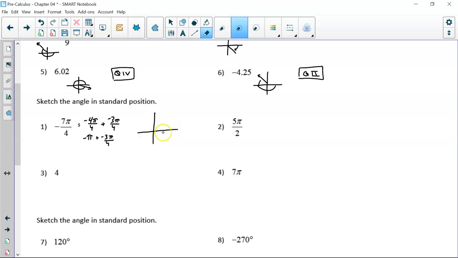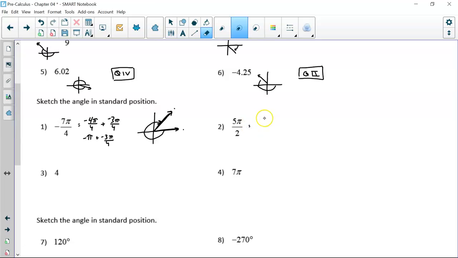Now, we're going clockwise. So there's our negative pi. And 3/4 is greater than 1/2. So we're going to go from not in quadrant 2, but in quadrant 4. And there's our angle in standard position. Here's our initial side down here, and here's our terminal side. And I use the arrow to show that I'm going clockwise.